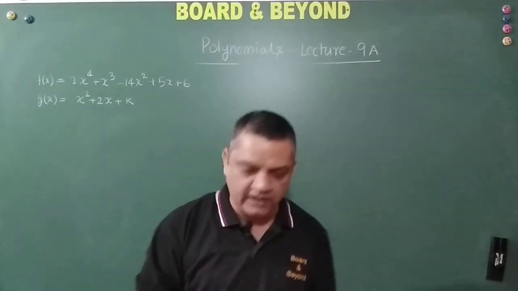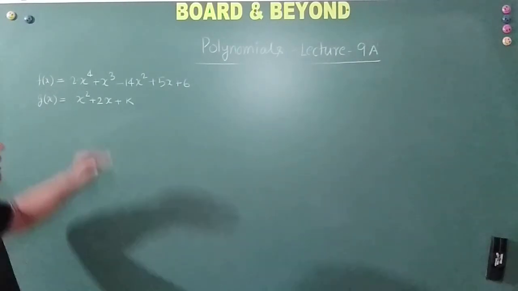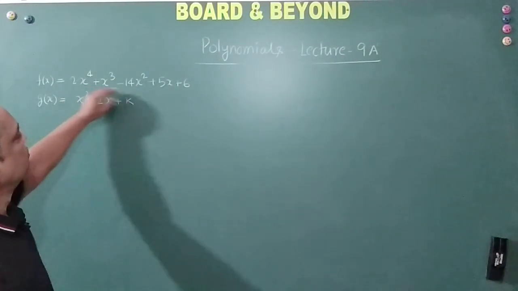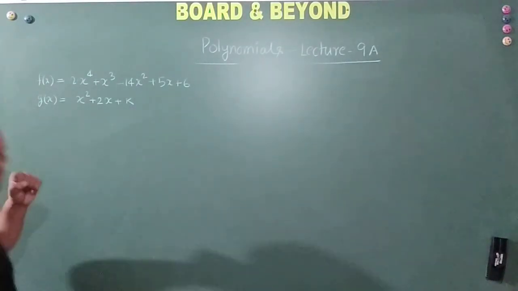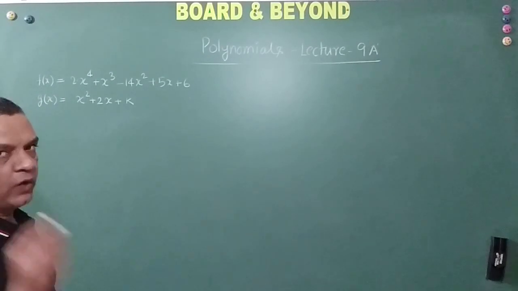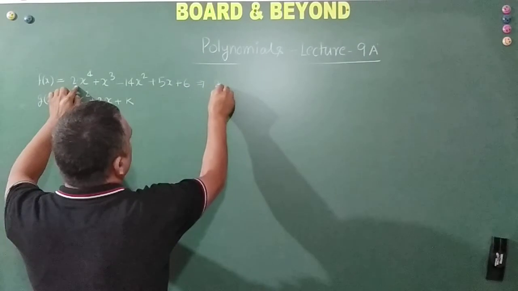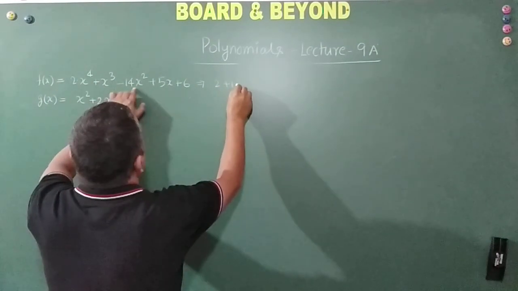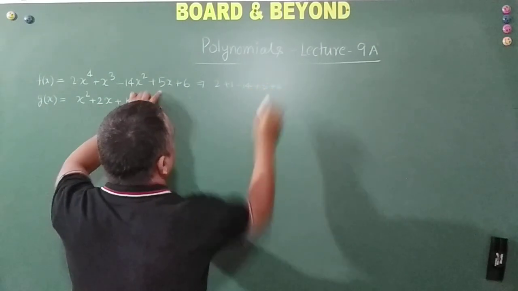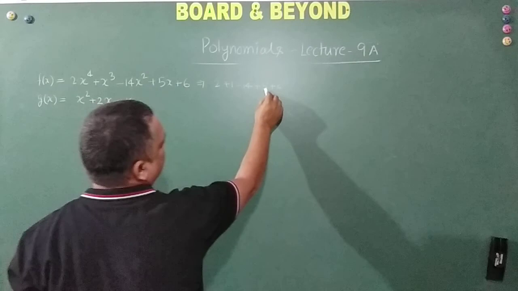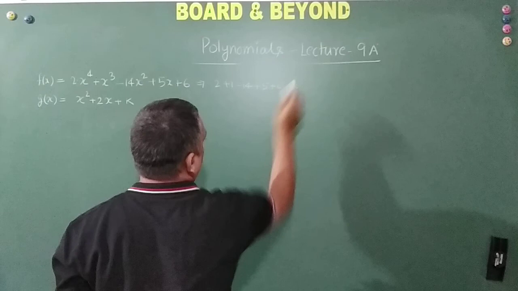So let's start. I am going to find a zero or a root for this biquadratic polynomial. Let's say x is equal to 1. What happens? This becomes 2, this becomes 1, this becomes minus 14, this becomes 5 and this becomes 6. Let's see: 5 plus 6 is 11, plus 1 is 12, plus 2 is 14. Yes, it gives us 0.